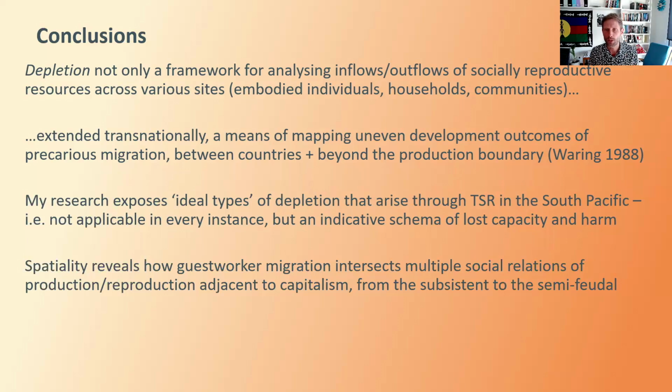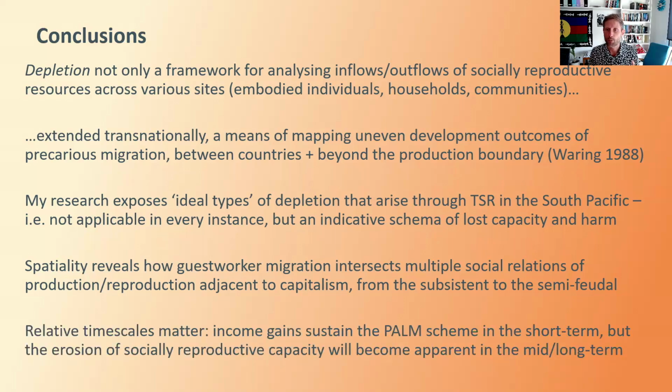The two key points to it are spatiality, which reveals how guest worker migration intersects with multiple social relations of production and reproduction, including those adjacent to capitalism, from the subsistence economies which are prevalent throughout the South Pacific, but also to the semi-feudal conditions of production which are occurring in rural Australia through this guest worker program.